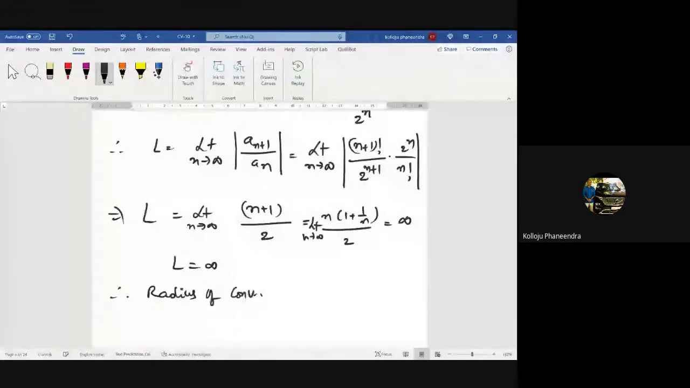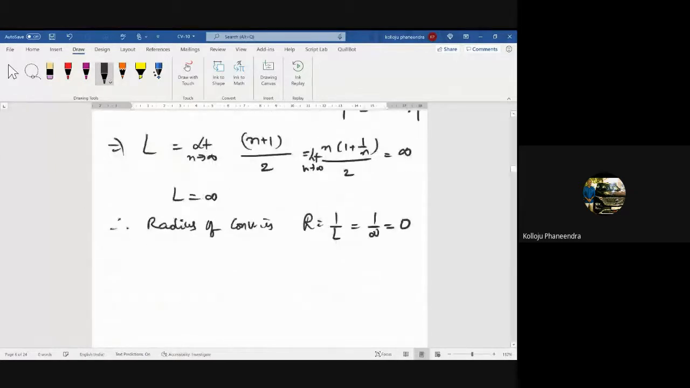Radius of convergence is R equal to 1 by L. So 1 by infinity, that is what? 0. Something by infinity is 0. So R value is 0. And circle of convergence.